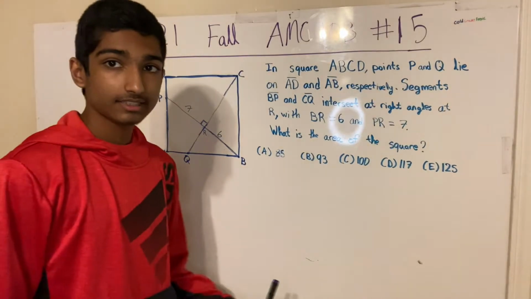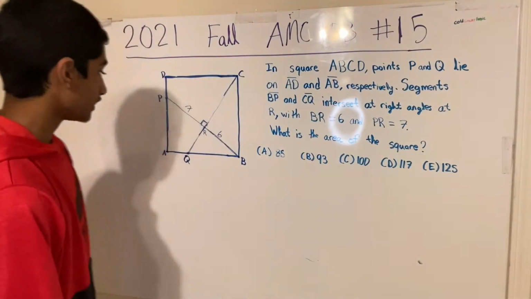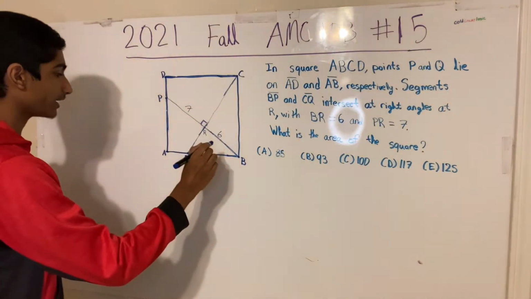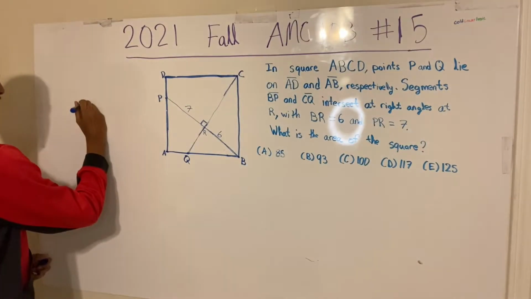Okay, welcome back. Let's get into the solution on how to solve this problem. So the first thing you want to notice is that triangle APB is congruent to triangle BQC. And I'll explain why in a bit, but let's write that out real quickly.